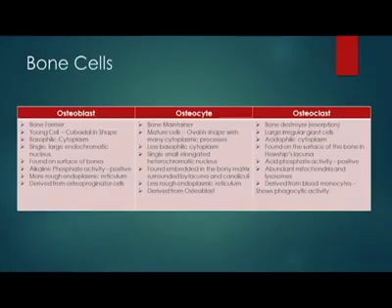We can summarize the three: osteoblast, osteocyte, and osteoclast. Osteoblast is a bone former. At the same time, osteocyte is a bone maintainer. Osteoclast is a bone destroyer. The other term is resorption.